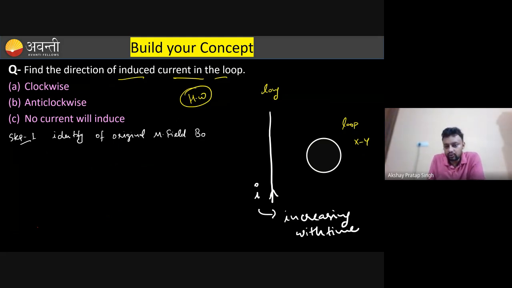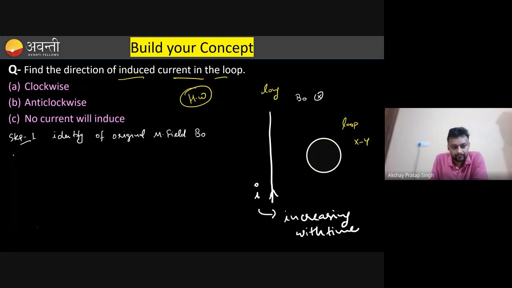If you look at this diagram, who is creating the magnetic field? This long wire is creating the magnetic field. And my location of interest is the loop. So in this area of the loop, what will be the direction of the magnetic field? You can use your right hand and you will get the direction into the plane. So B original is into the plane. I hope this is clear. Now, the first step is done.